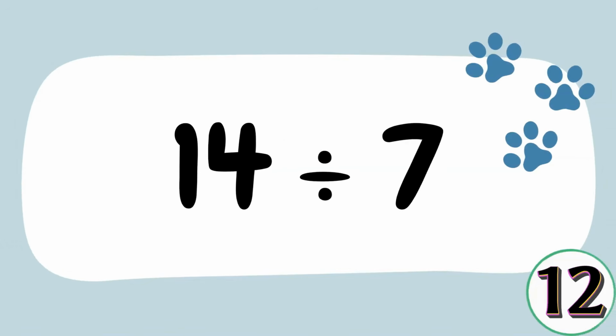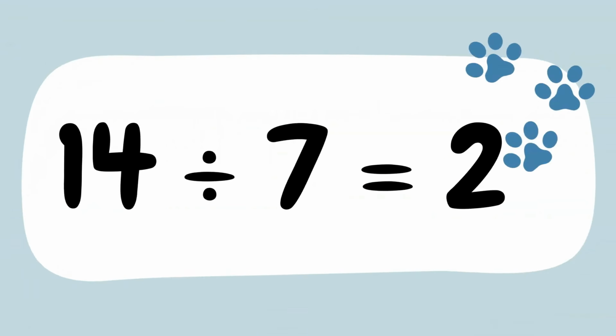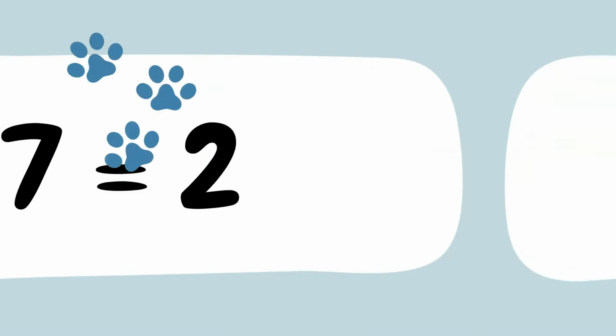What is 14 divided by 7? The answer is 2. 14 divided by 7 is 2.